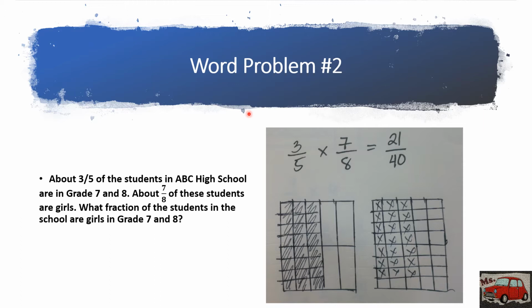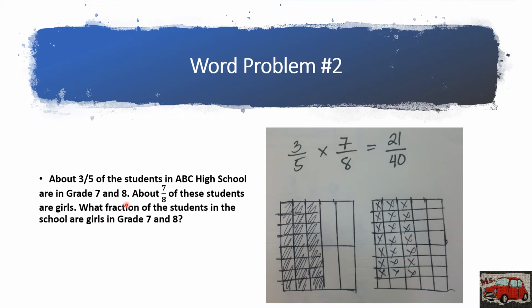Okay, so ang hahanapin natin is kung ano yung fraction ng girls sa buong ABC High School. Okay? So, ang sabi dyan, sa buong ABC High School, 3/5 nun ay grade 7 and 8. And then sa grade 7 and 8, 7 out of 8 daw doon ay girls. Pero ang hinahanap natin is yung fraction ng girls sa buong high school. Okay? Hindi sa grade 7 and 8.